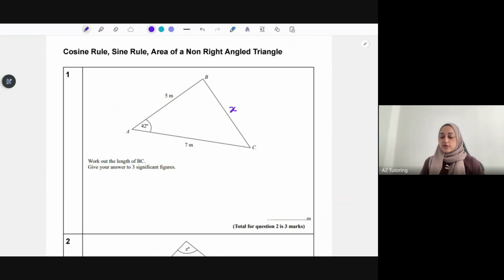So here I'm using cosine rule, and the reason why I know I'm using cosine rule is because I've got 3 lengths, 1, 2, 3. I'm trying to find X, so that's classed as a length. And I've only got 1 angle. So that's the reason why I know I'm using cosine rule rather than sine rule.